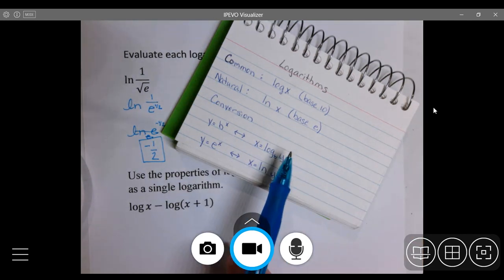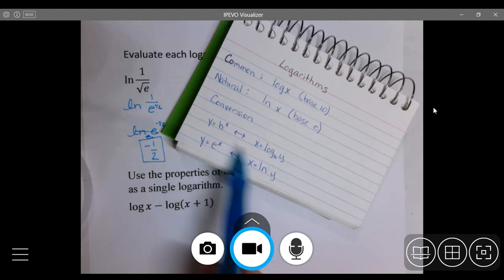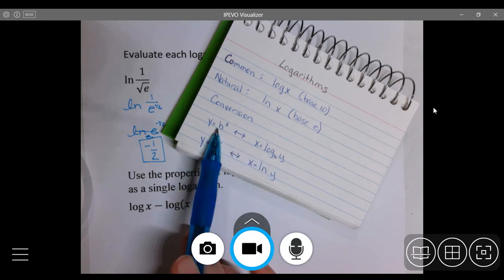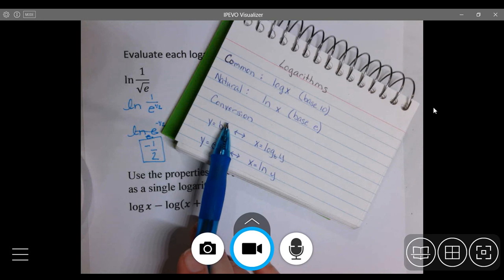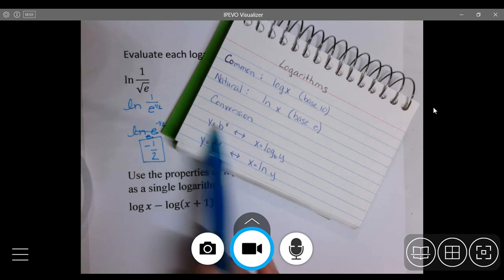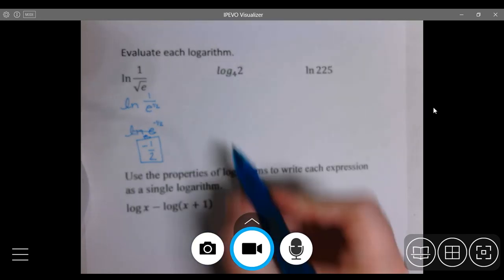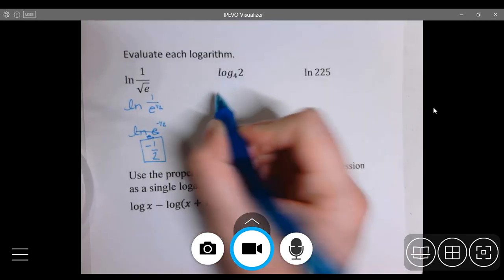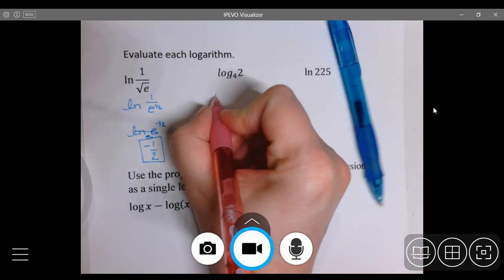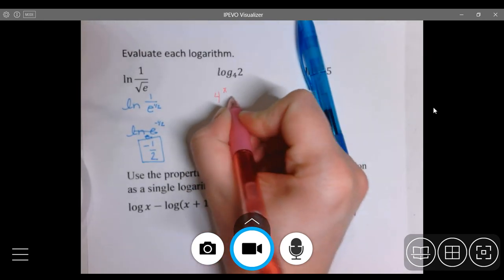So if I have this logarithm right here, I could rewrite it as this exponent. If you notice, the base of the logarithm is the base of the exponent. So the base of the logarithm, the base of the exponent to some power gives us what's inside that log, that y. So using that idea, we can look at this and say, okay, 4 to some power gives us 2.